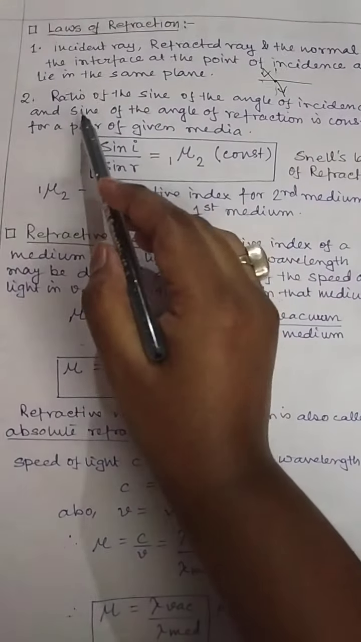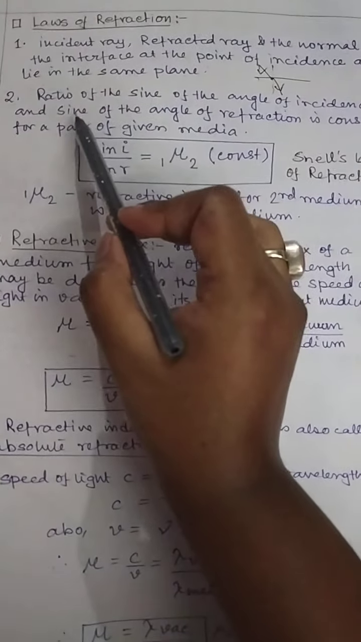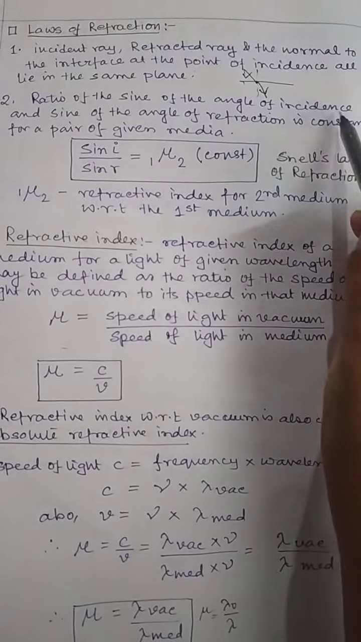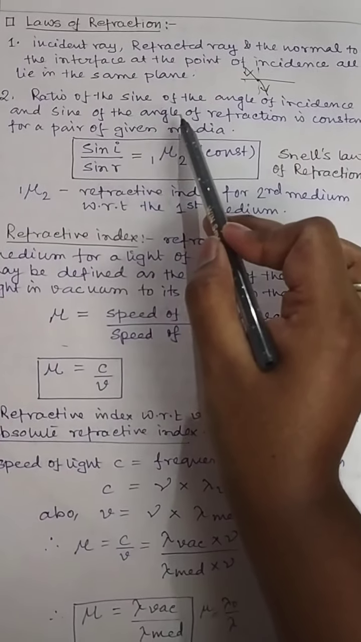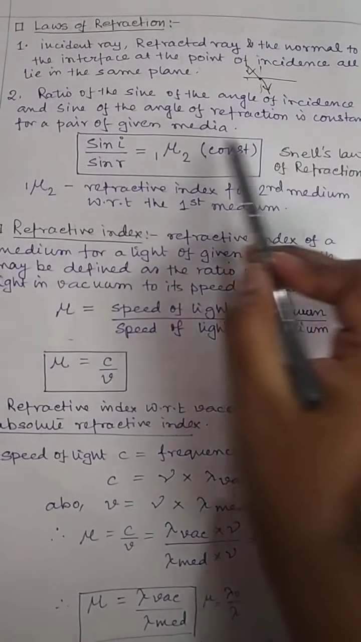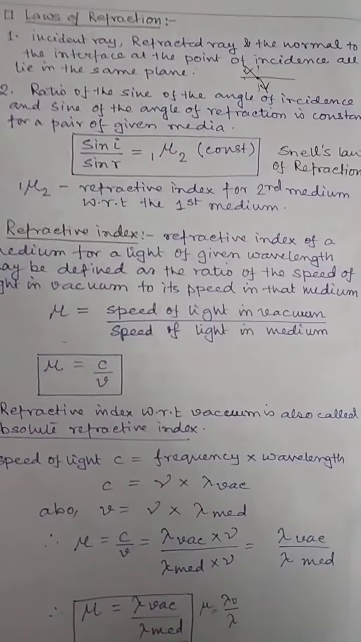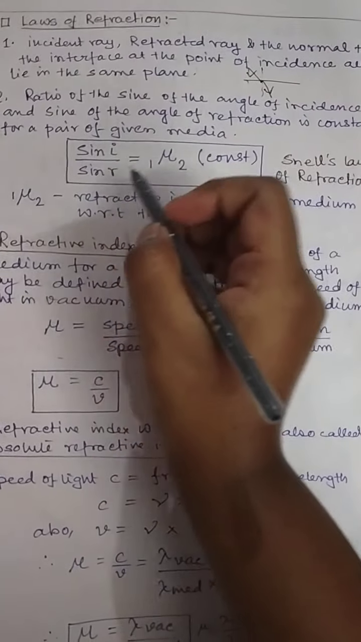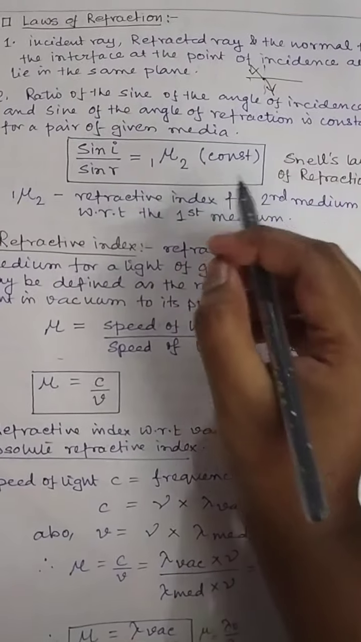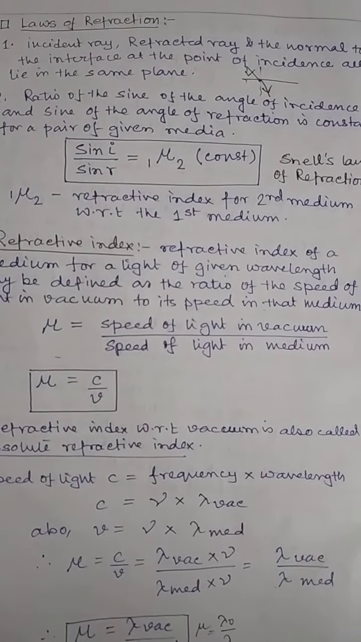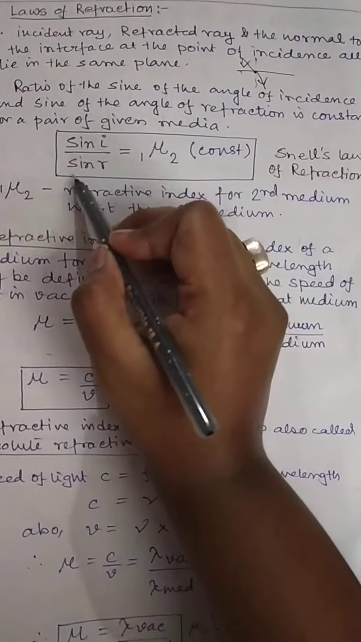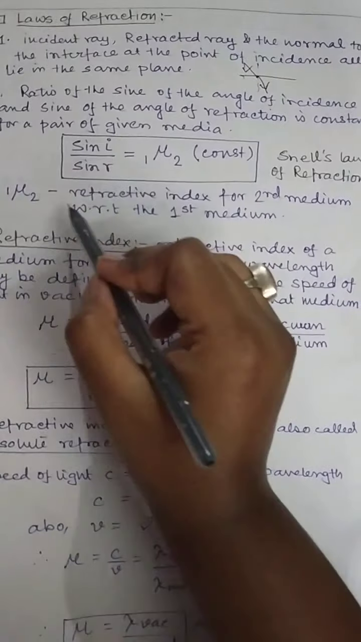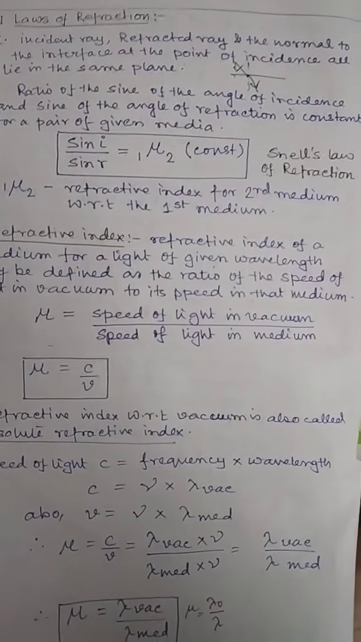Next is Snell's law, a very important law of refraction. That is, the ratio of the sine of the angle of incidence and the sine of the angle of refraction is constant for a pair of given media. That means sin i by sin r will always be constant for a particular given pair of media. Okay, sin i means sine of angle of incidence by sine of angle of refraction. So this value is a constant, and this is called Snell's law of refraction.